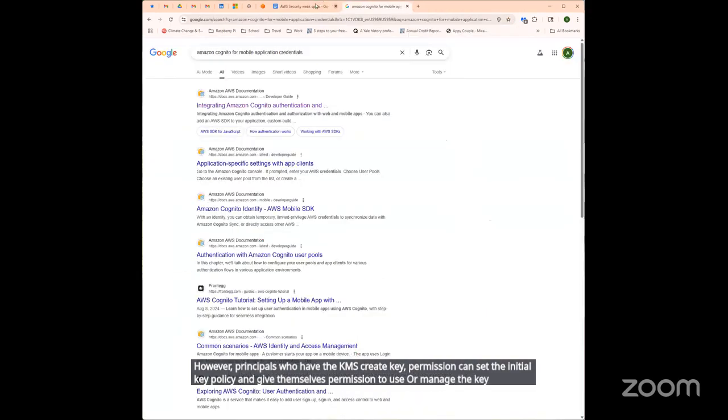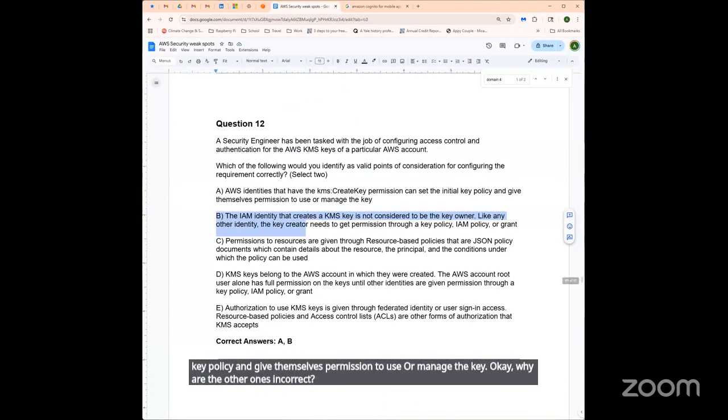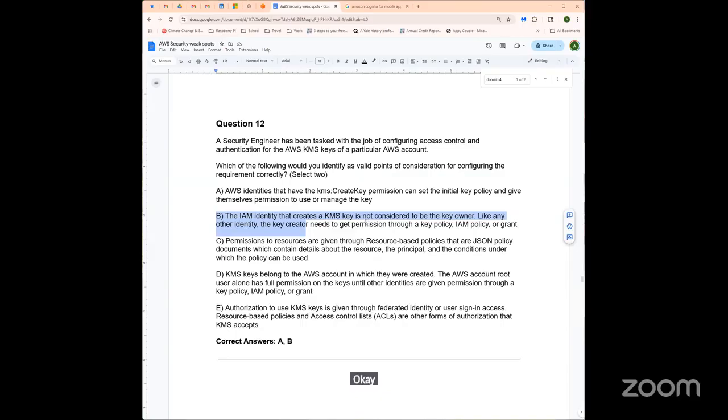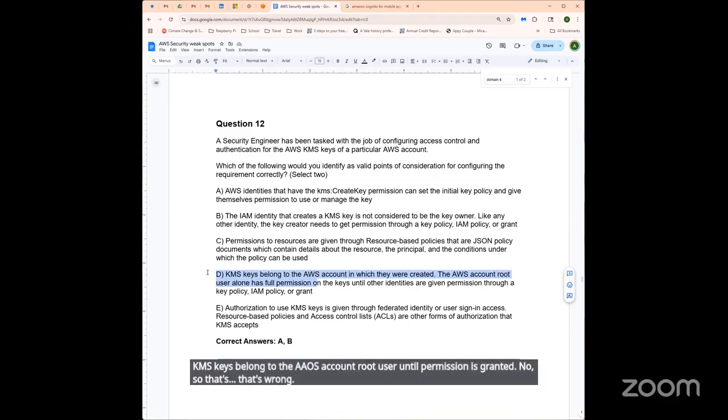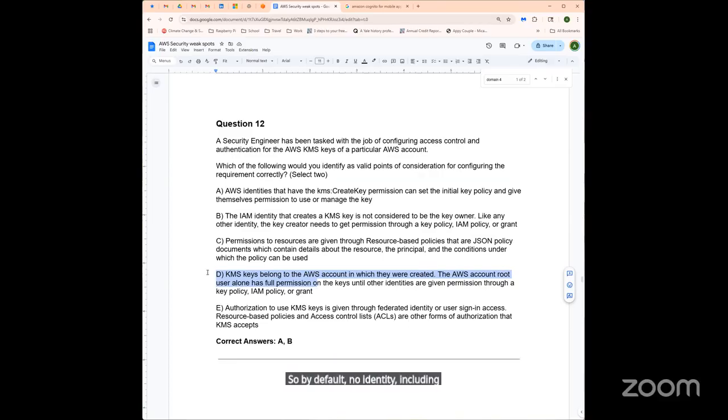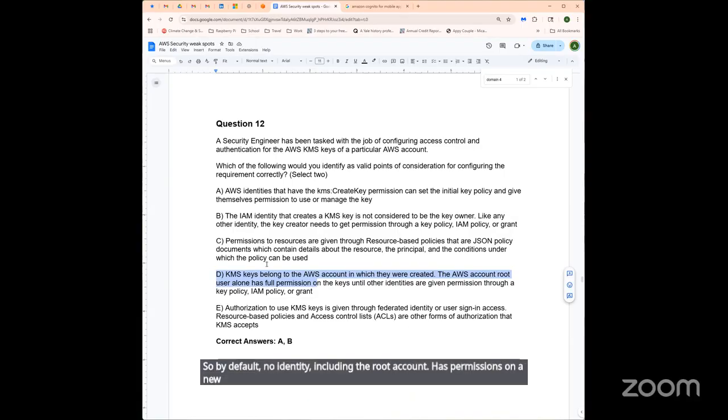Okay, why are the other ones incorrect? Let's see. KMS keys belong to the AWS account root user until permission is granted. No, that's wrong. By default, no identity, including the root account, has permissions on a new key unless explicitly granted. So KMS enforces explicit permissions only.